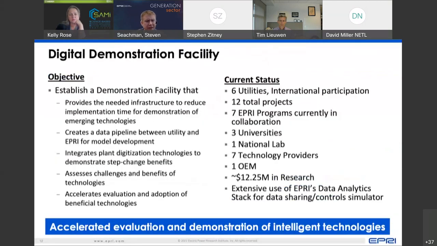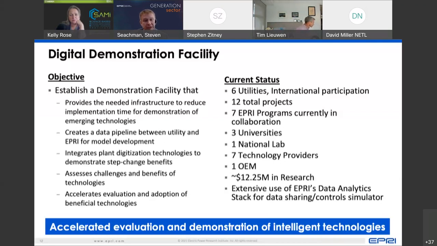And then another project, and the last one that I'll bring up before I pass this over to Kelly, is our digital demonstration facility. This actually sparked from the I4Gen working group. We had several demonstrations going on within that project, and then one of our hosts, or one of the members of that, which we'll hear from later, said, hey, can we set up a site where we set up the infrastructure needed to better fast track these digital technologies at one location, so we can see the cumulative benefit of plant digitization at one location.